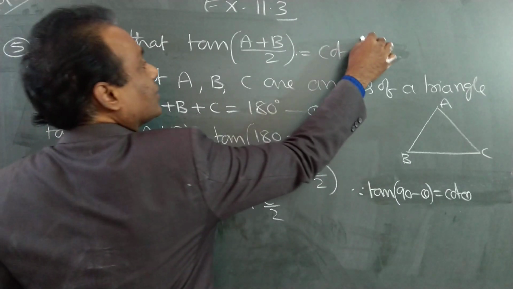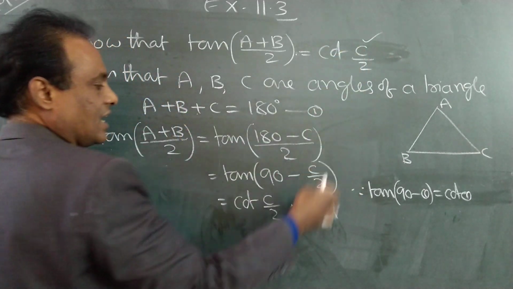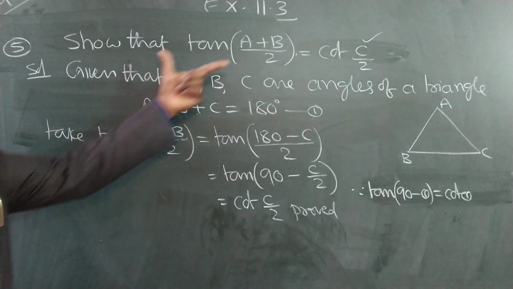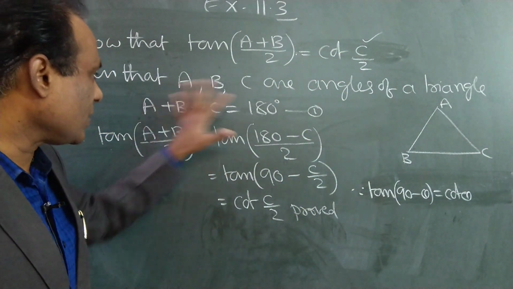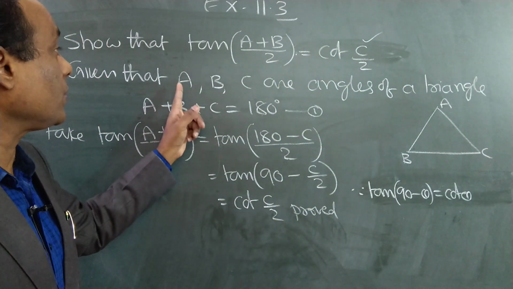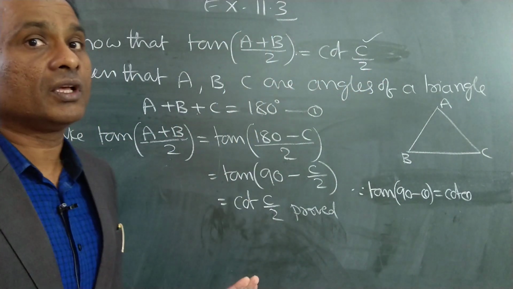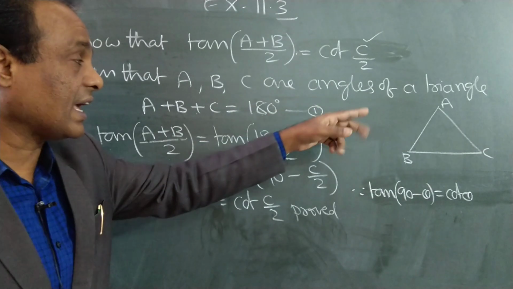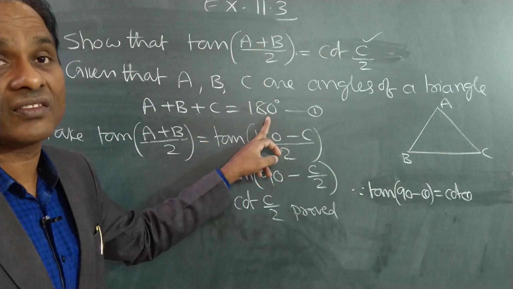See, we got the proof. Proved. We got the RHS. I took the left side, did simple operations, and got the right side. For simplification, I used this concept because it is given that A, B, C are the angles of a triangle. It is given in the textbook. Because they are the angles of a triangle, the sum of three angles in any triangle is 180 degrees.